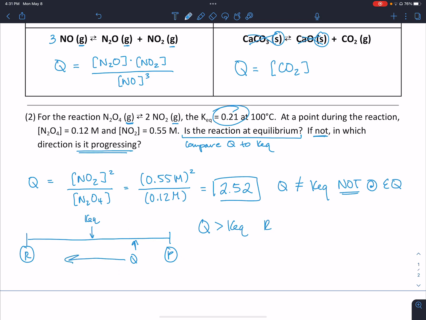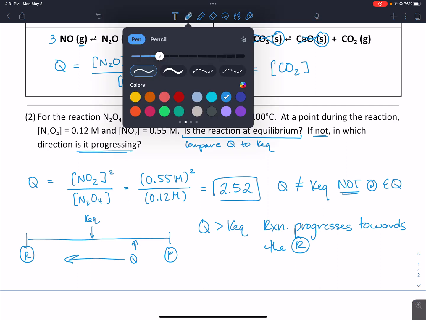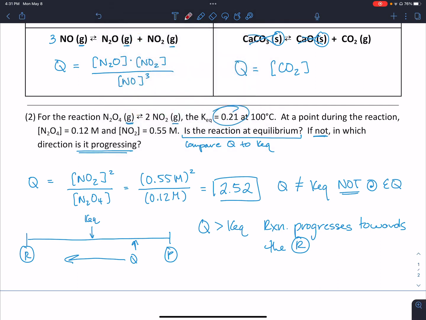So the reaction, I almost wrote the word shift. Shift is not the right word. Progresses towards the reactants.